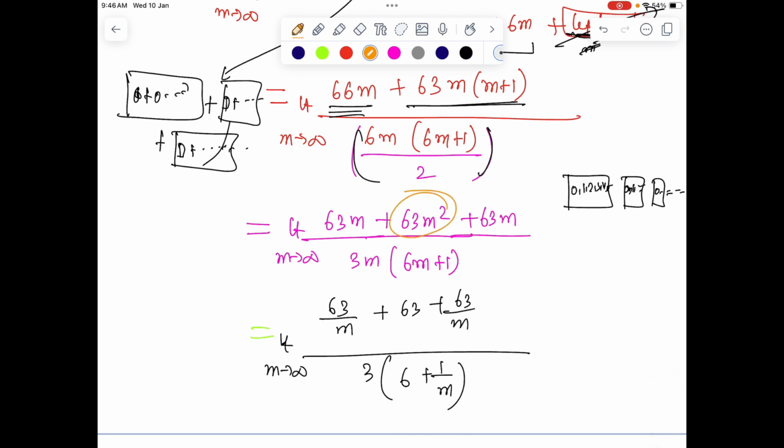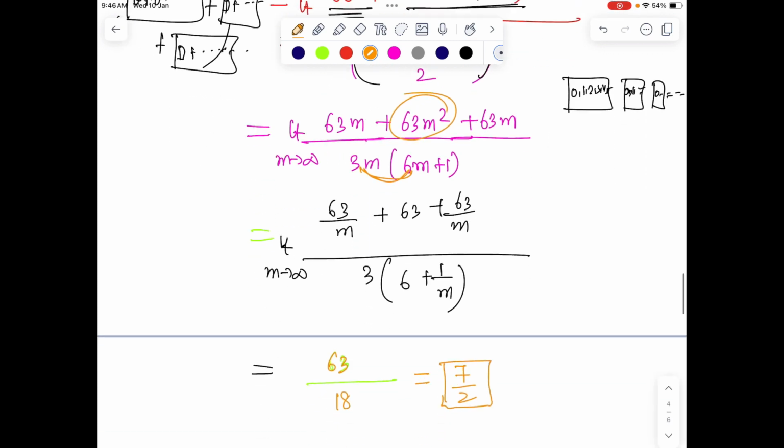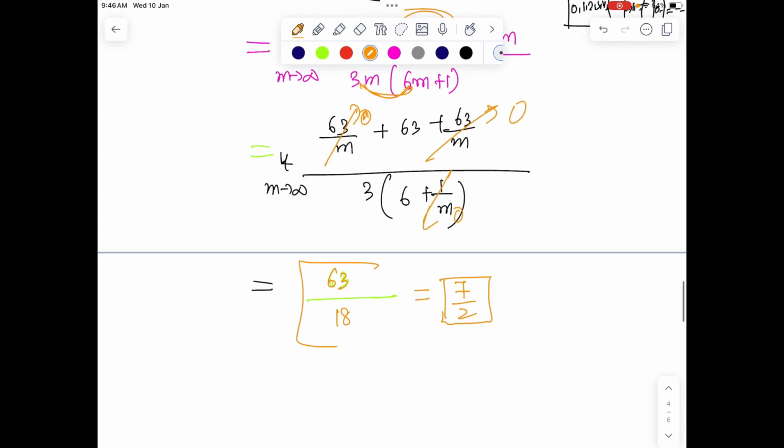And if we simply evaluate this, the maximum leading term is 63m square, and the leading term from the denominator is 18m square. So basically dividing by m square, the usual ritual of limits, will make the other term 0 because m is tending to infinity, and hence the answer is 63 by 18, which is 7 by 2.